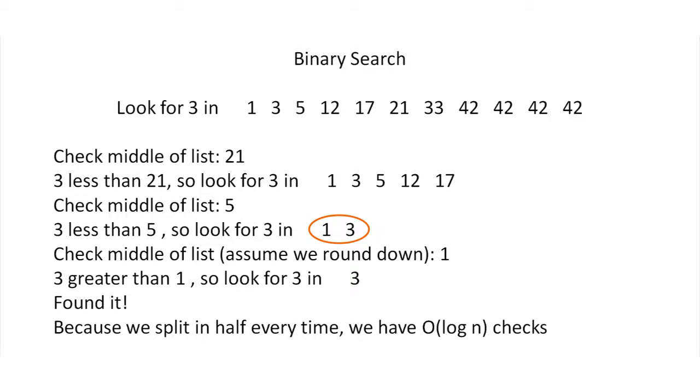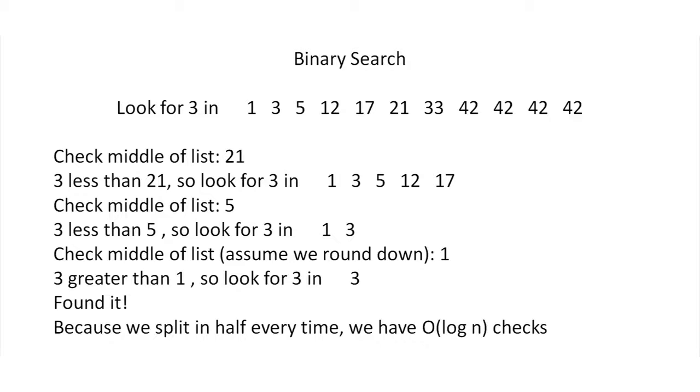Now we check the middle of the list, and you may well say, well, there is no middle, there's only 2 values. And so we have to consistently decide as we run our binary search algorithm to either round down or round up. I'm going to round down because when we implement this, that's how it will work. And so now we're going to compare 3 to 1, and 3 is greater than 1. So we're going to look for 3 in the list of one element, 3, and we found it. And of course, if that number had been 4, we wouldn't have found it, but we would have been done anyway because we got down to a list of 1, and that list of 1 wasn't 3. But in this case, we found it, and that's great. Because we split the list in half every single time, this is an order log n algorithm.